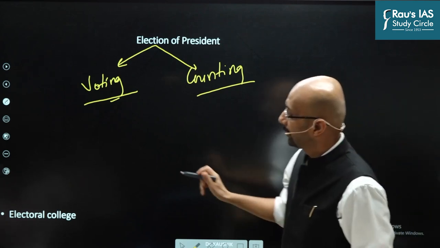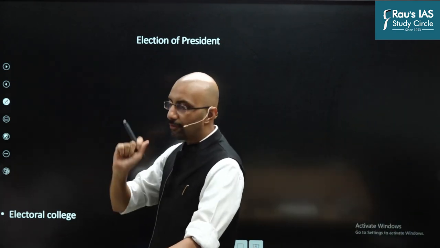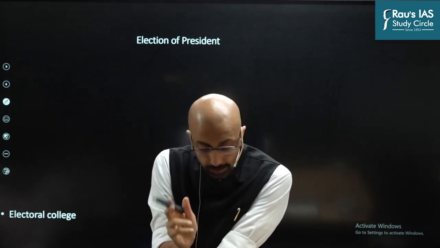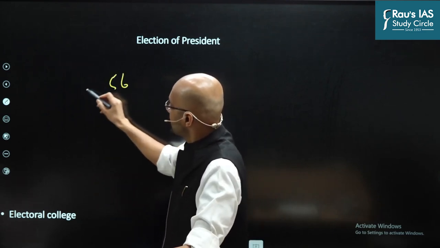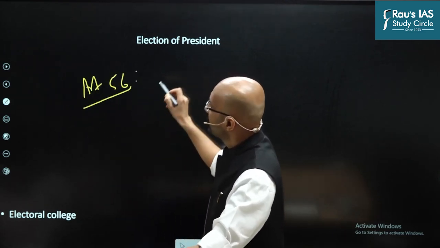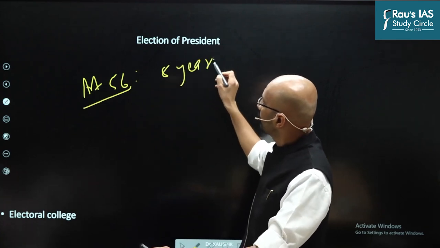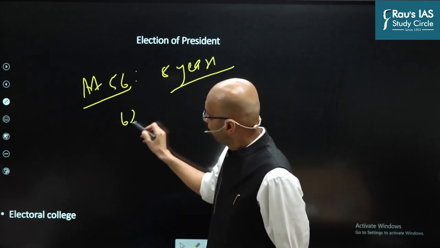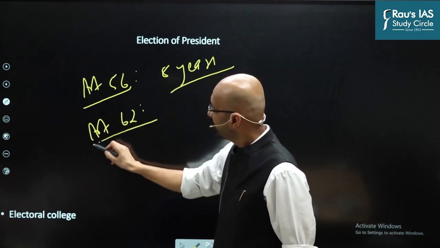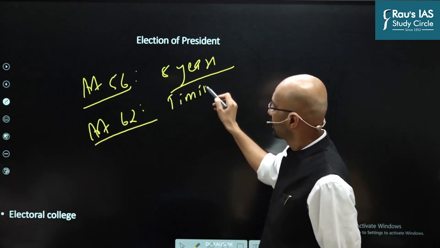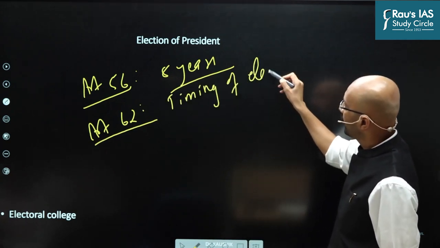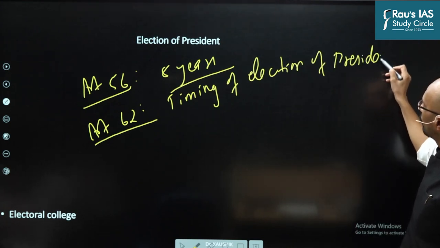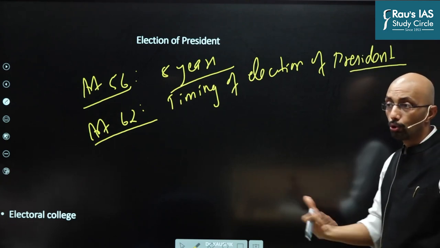Before we come to that, the question is, why are we holding elections right now in 2022? Now, the Constitution says that the term of the president, Article 56, is 5 years, right? Now, Article 62 talks about the timing of election of the president. By timing, we mean when are these elections due to be conducted.